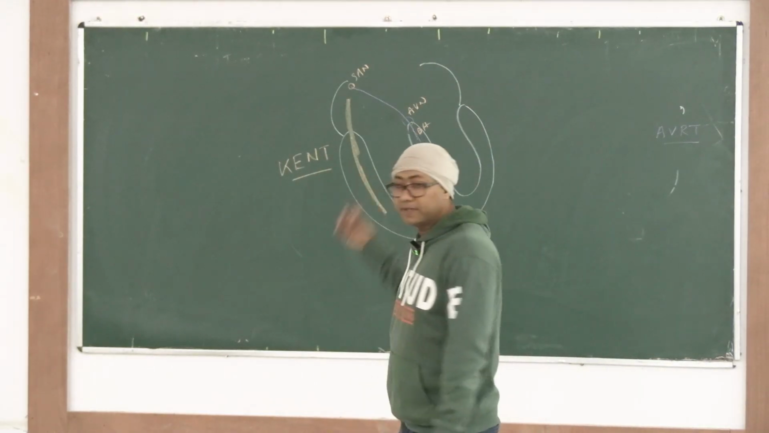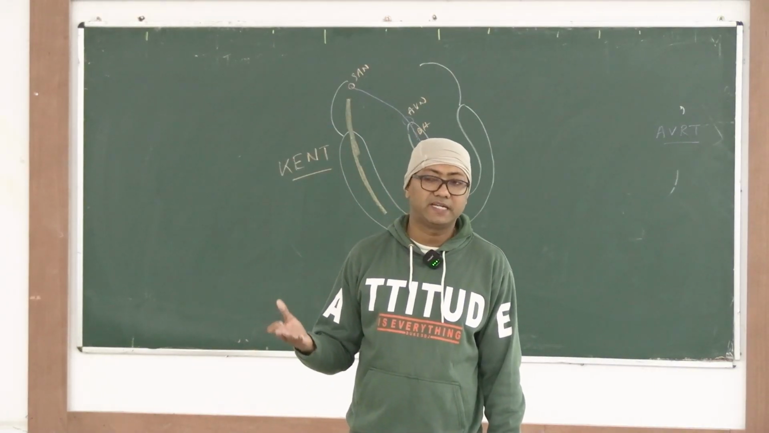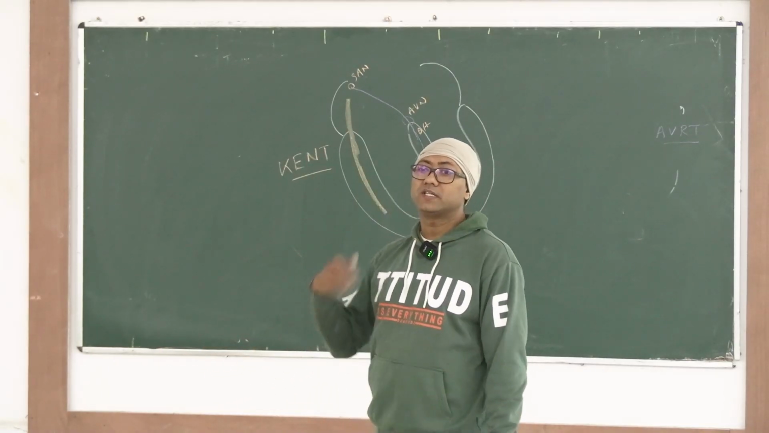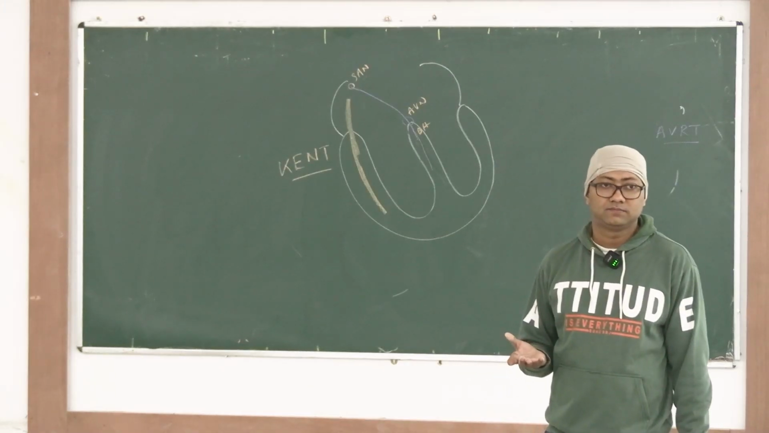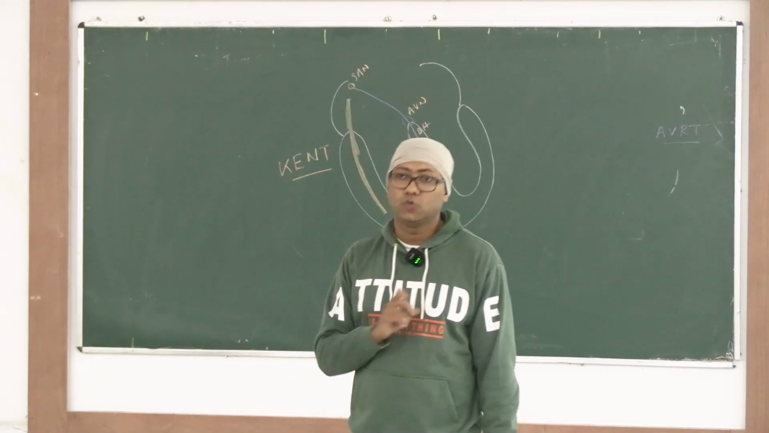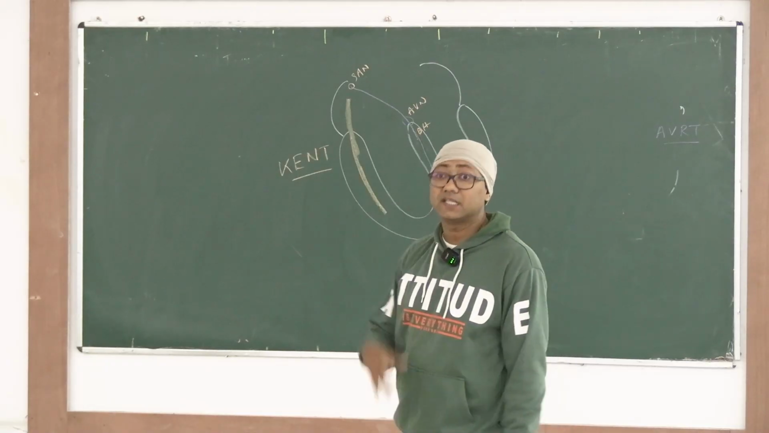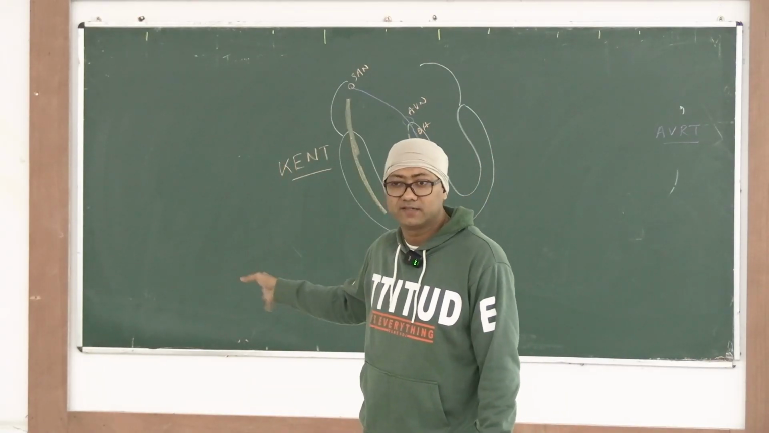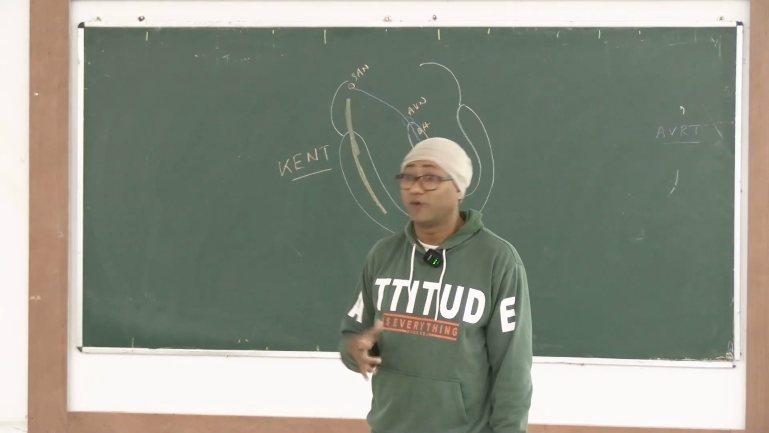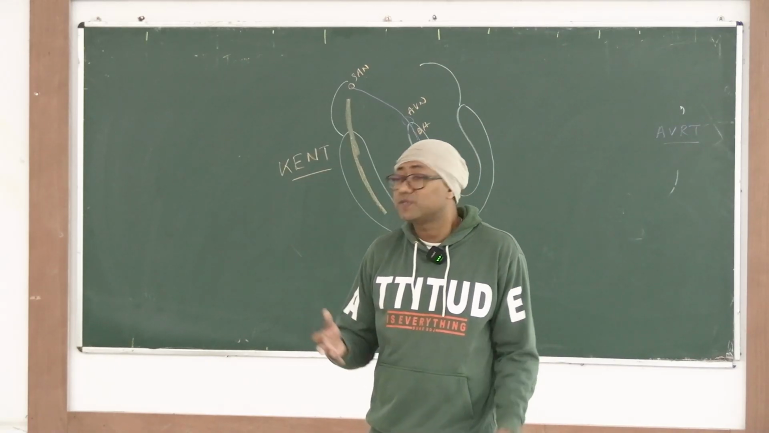But in this case, presence of bundle of Kent is congenital. It is a congenital abnormality of the heart, right. So, once bundle of Kent is present, action potential has two options to travel from atria to ventricle. One option is to travel through the normal route, SA node, AV node, bundle of His. Another option is to travel through bundle of Kent, which is faster. Why? Because of the absence of AV node.